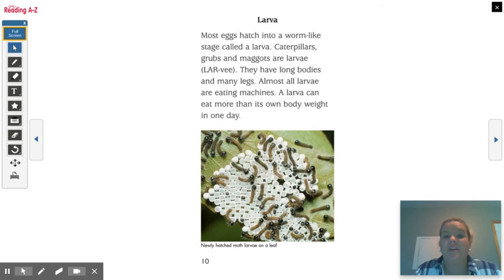Larva. Most eggs hatch into a worm-like stage called a larva. Caterpillars, grubs, and maggots are larvae. They have long bodies and many legs. Almost all larvae are eating machines. A larva can eat more than its own body weight in one day.